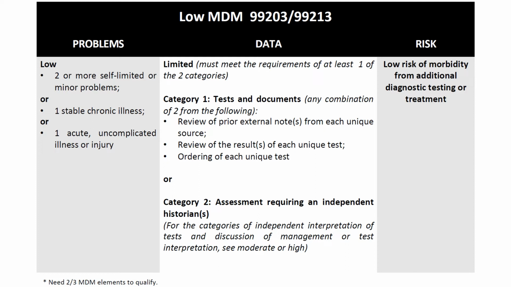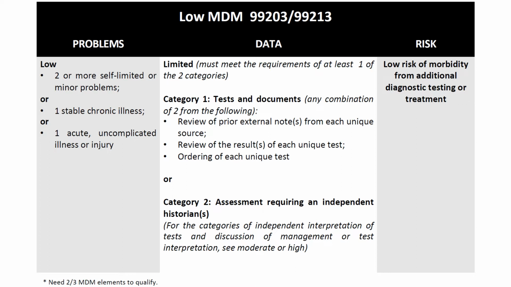If we look at data review, you only need 2 of the following in category 1. If you review an old note, that's a point. And if you review old notes from 2 different sources, like let's say one's from a cardiologist and one's from a nephrologist, then those would be in addition, right? 1 for the nephrologist, 1 for the cardiologist. So that's 2 points there. If you review any lab results or imaging results, that's a point. So each result of each unique test. And then if you ordered a test, that's a point.